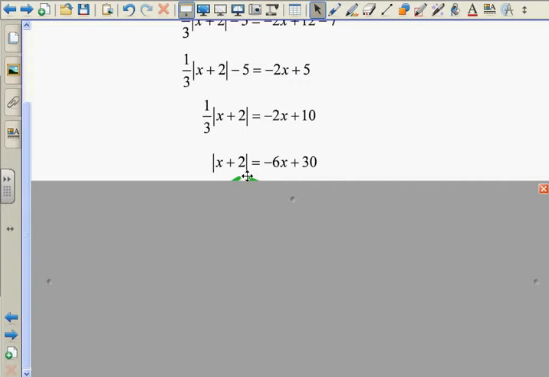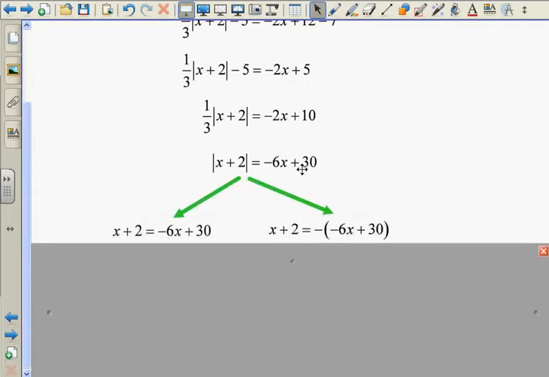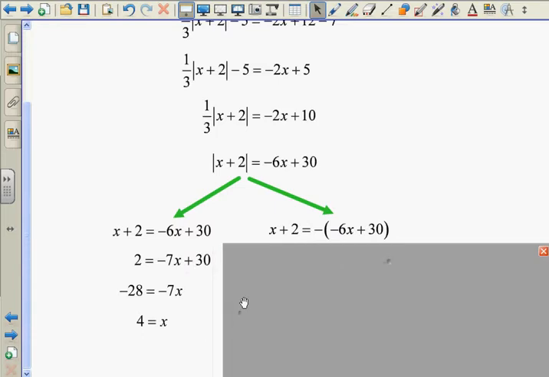You're going to split one side equal to exactly the way it was, so -6x plus 30, and then one side equal to the negative of that. Just like we always do with absolute values, we split one positive, one negative, and then we solve each of them. So let me just pull this over. So here is my solving for that guy.